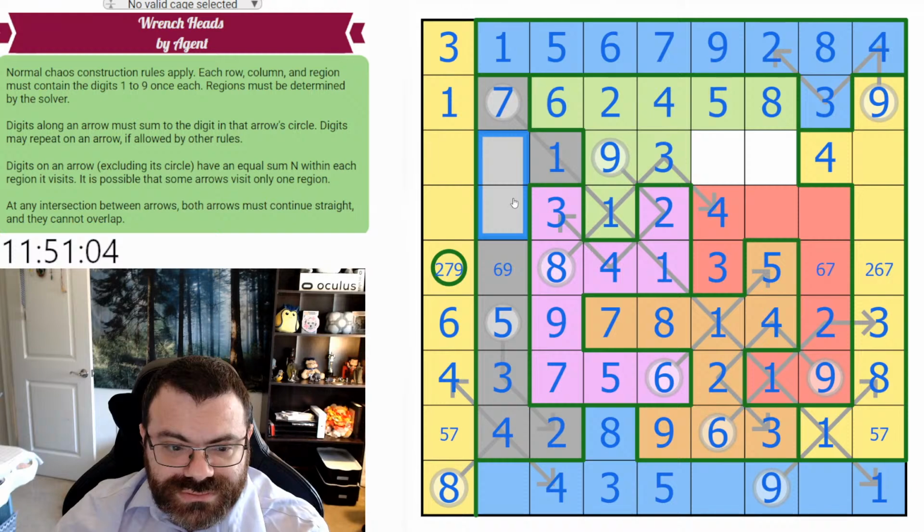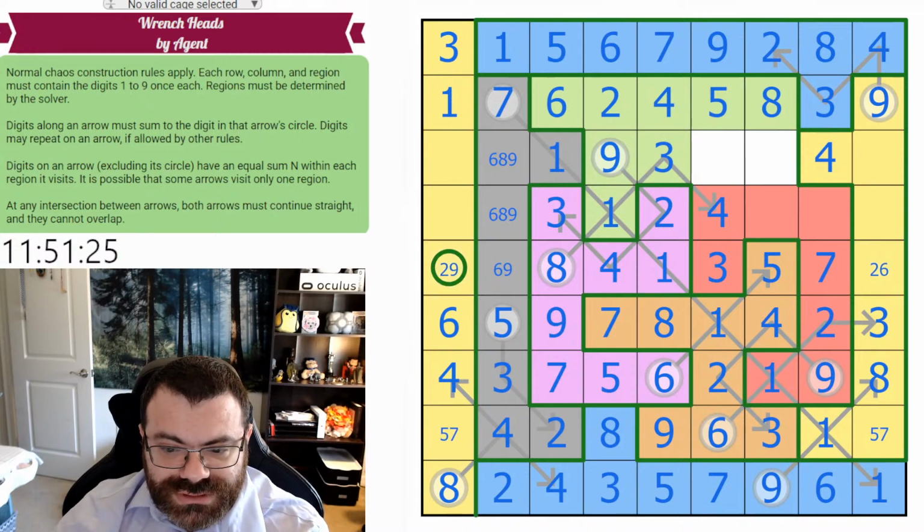What's this region need? We have 1, 2, 3, 4, 5. We need 6, 8, 9. That leaves 2 here. Here we've got 1, 2, 3, 4, 5. We need 6 and 7. That's placed. That's 7. That's not a 9.